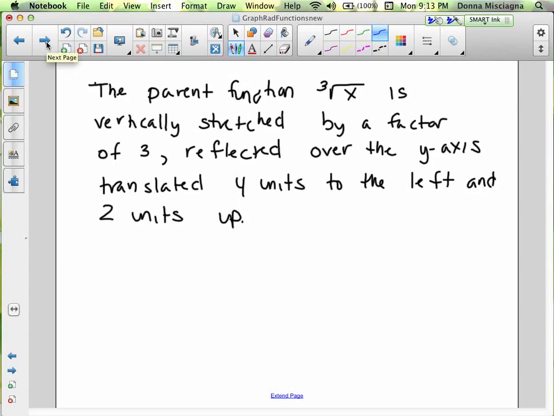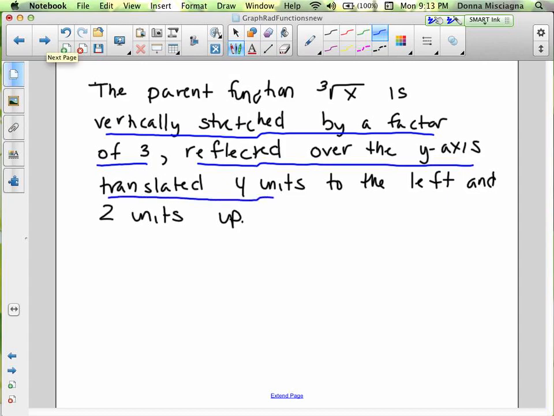So let's do this one. All right, so let's identify all of our important things. Vertically stretched by a factor of 3. I'm just going to underline everything that's important. Reflected, and it's going to be everything that happens to our function. Reflected over the y-axis, and then we can fill in the a, b, h, and k. Translated 4 units to the left, direction is important, and 2 units up.